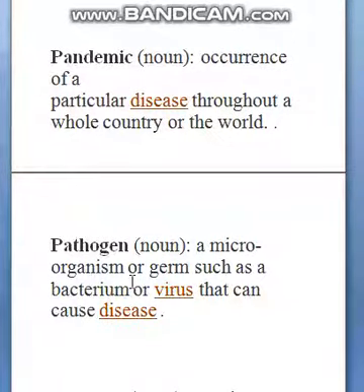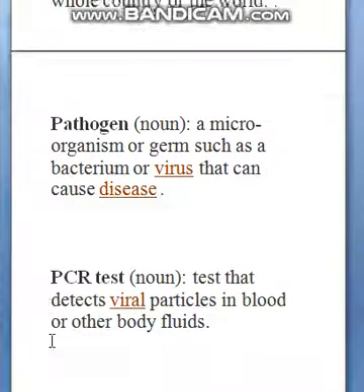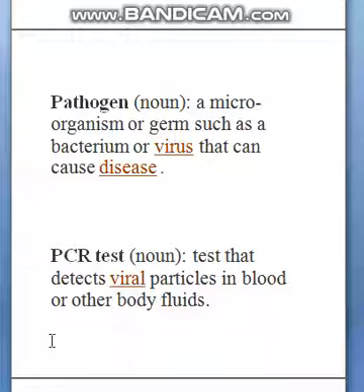Pathogen, a microorganism or a germ such as a bacterium or virus that can cause disease. For instance, fortunately, most pathogens are dealt with by the body's immune system. PCR test. Test that detects viral particles in blood or other body fluids. PCR, polymerase chain reaction. The PCR test is one of the tools that doctors use to diagnose certain coronavirus diseases.